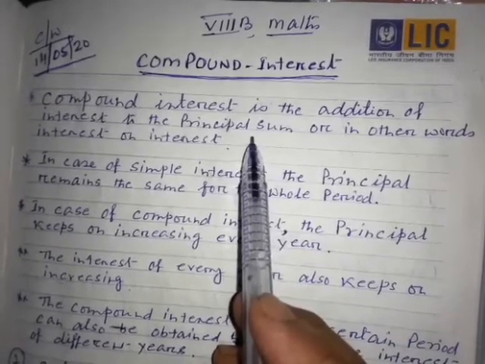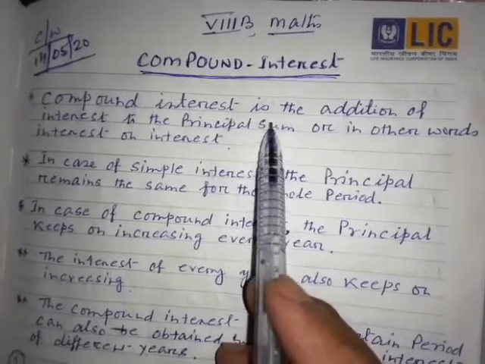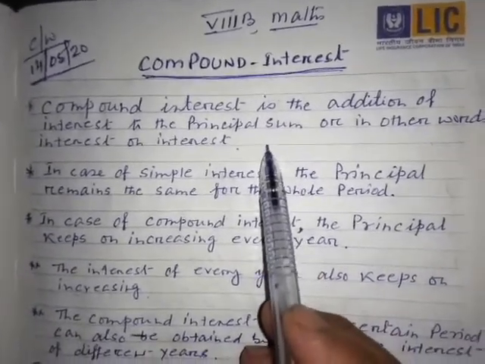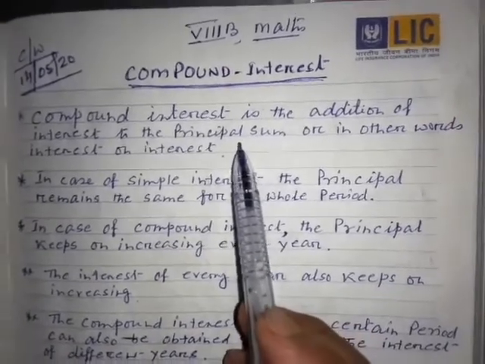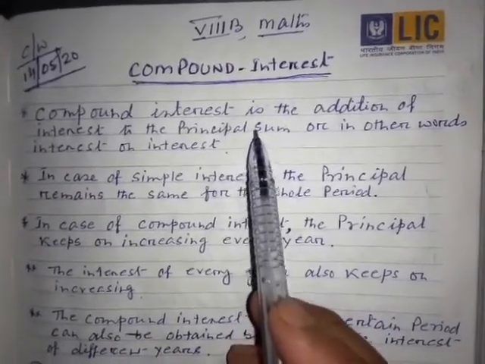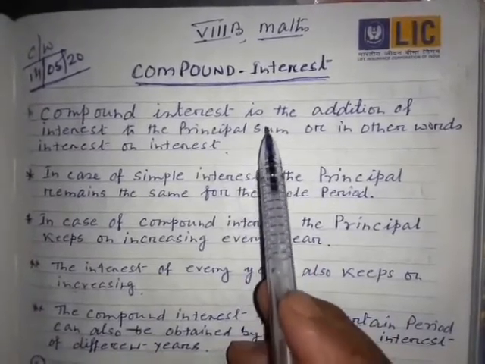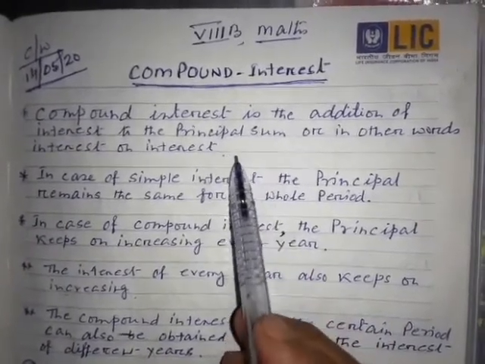Every year separately. Suppose they said 2 years: the first year, what is the interest? Then the second year, what is the interest? Step by step. That means in compound interest, interest is calculated on interest also. That is what is called compound interest.